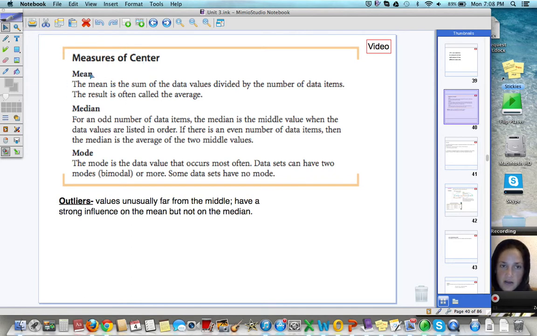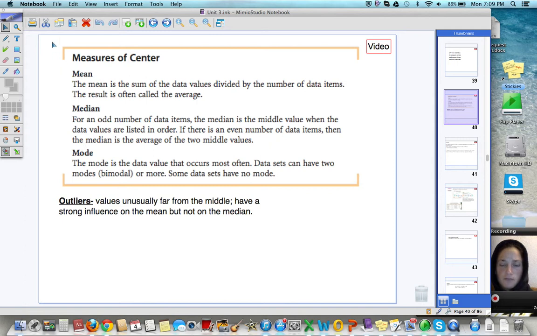The mean is going to be our average, where you add up all the numbers and divide by the total count of numbers. The median is the middle number, and the mode is the most often repeated. Outliers, this might be a new one. These are values usually far from the middle and have a strong influence on the mean, but not on the median.